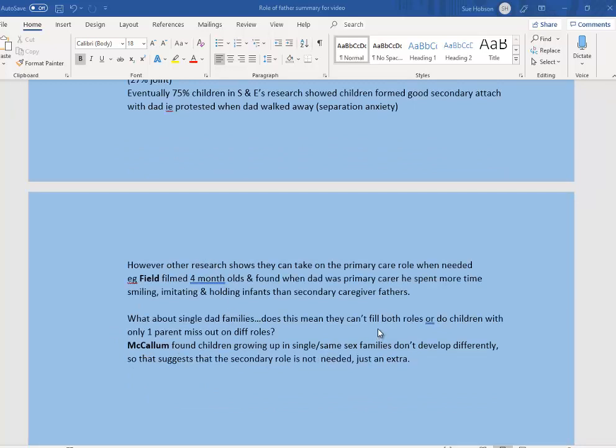However, other research shows that they can take on that primary care role when needed. For example, Field filmed 4-month-olds and found that when dad was the primary carer, he spent more time smiling, imitating and holding infants than the secondary caregiver fathers. So what about single dad families? Does this mean they can't fill the role, or do children with only one parent miss out on different roles? McCallum found children growing up in single or same-sex families don't develop any differently, and that suggests that the secondary role is not needed, it's just an extra.